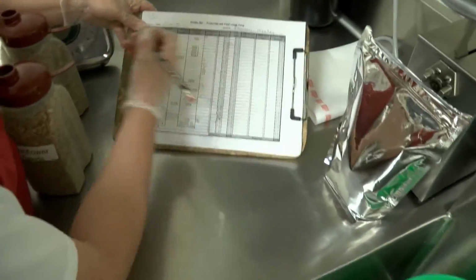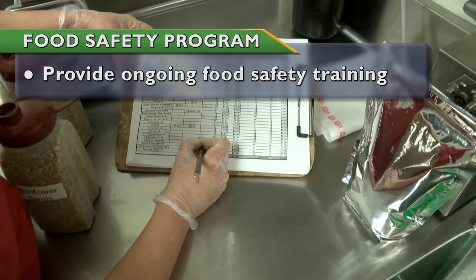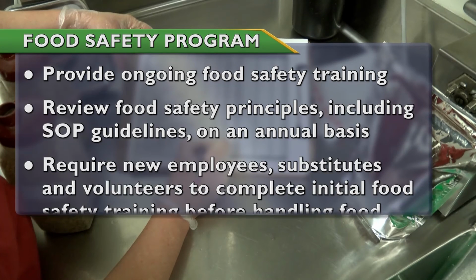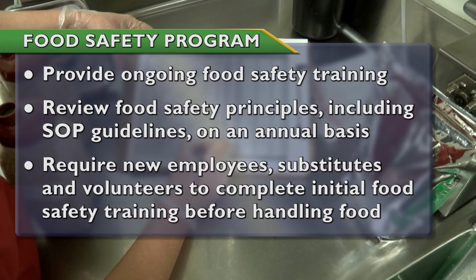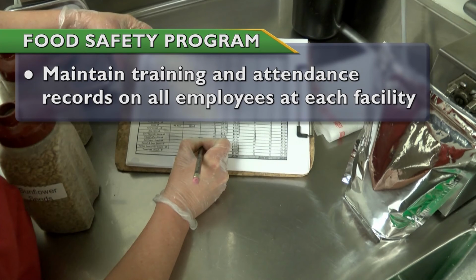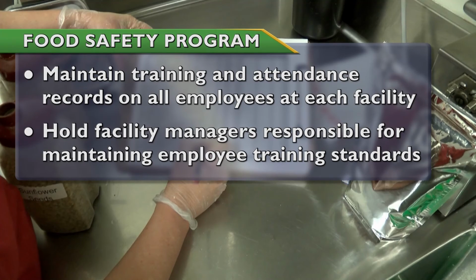The following practices contribute to a successful food safety program. Provide ongoing food safety training for all employees. Review food safety principles, including SOP guidelines for all employees on an annual basis. Require new employees, including substitute and volunteers, to complete initial food safety training before handling food. Maintain training and attendance records on all employees at each facility. Hold facility managers responsible for maintaining employee training standards.